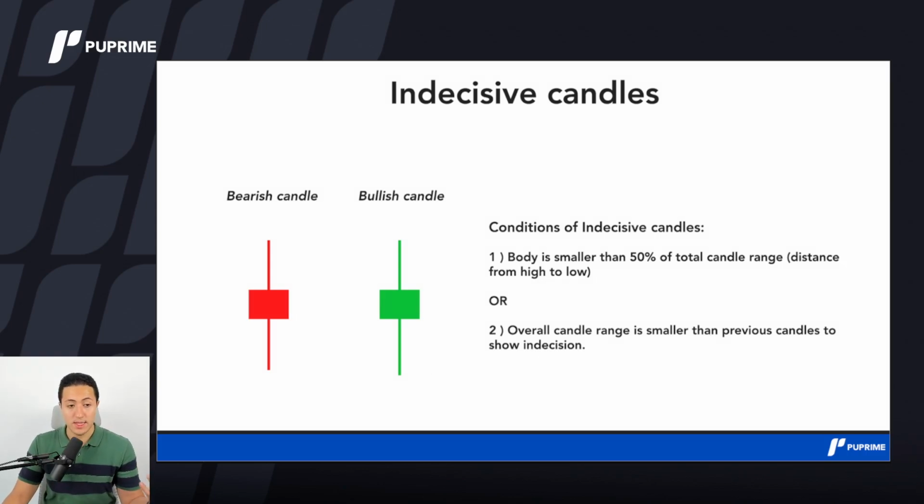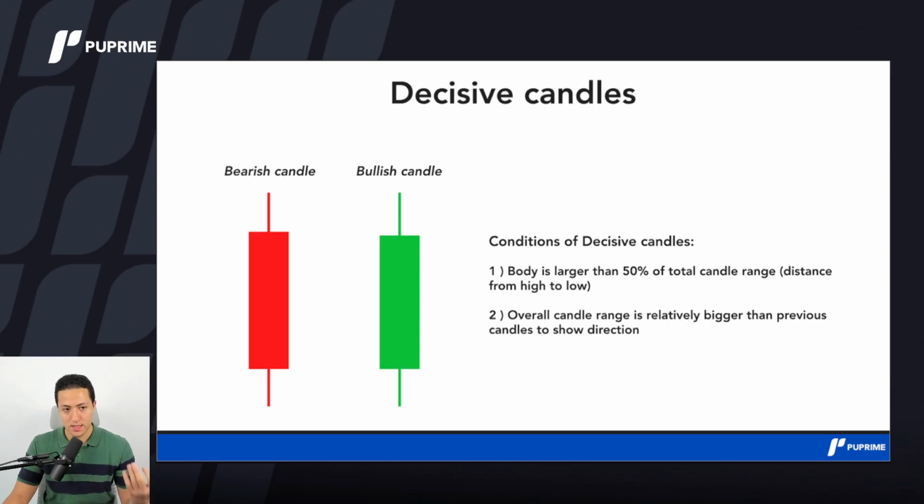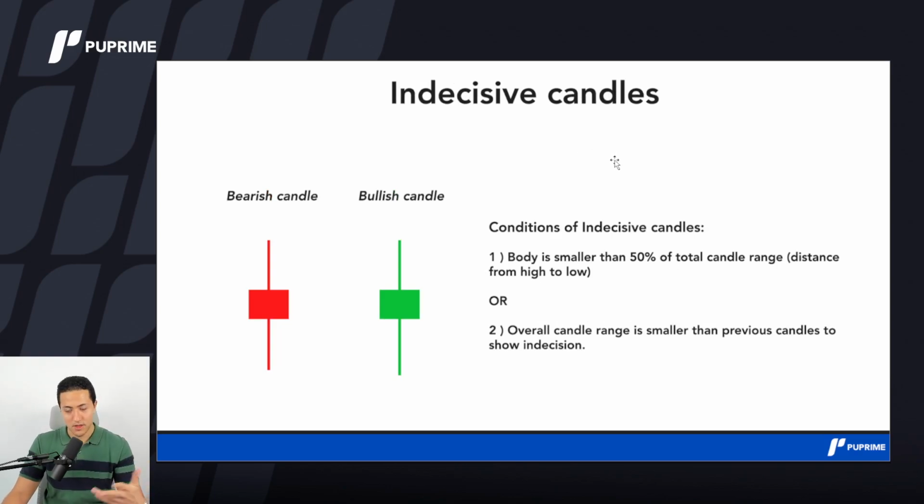So that's the explosive. I want you to focus real quick because the knowledge test, or the checkpoint, is coming. That's the explosive big candles. This is the decisive candles. It's slightly smaller, but it's still good big candles. Indecisive, they are just nothing.